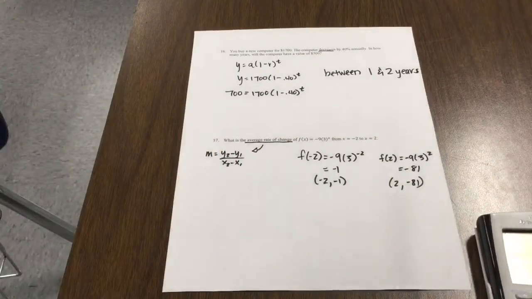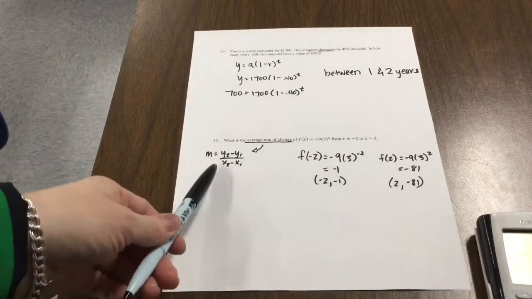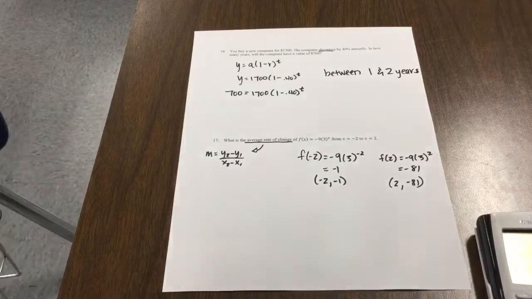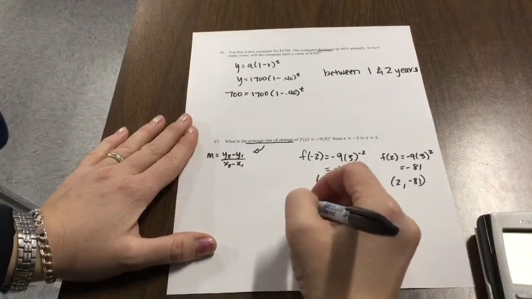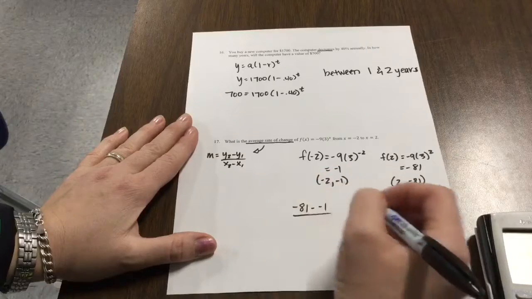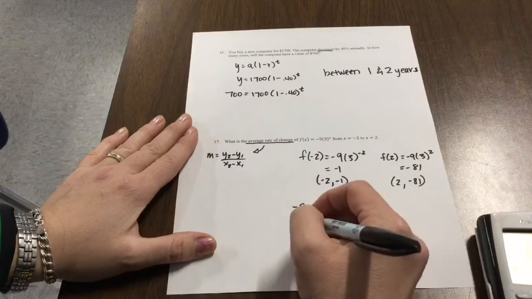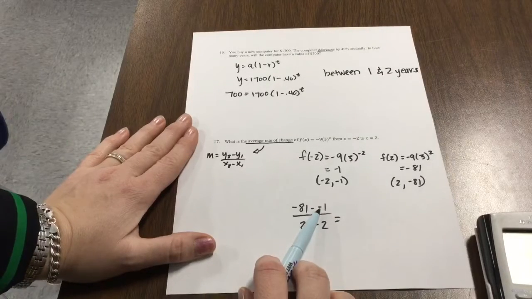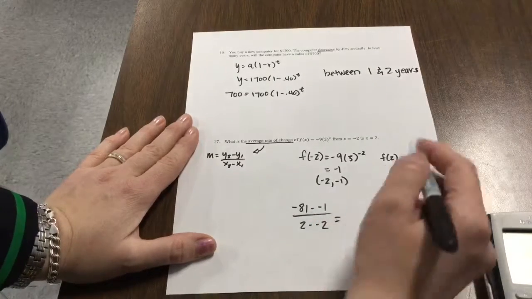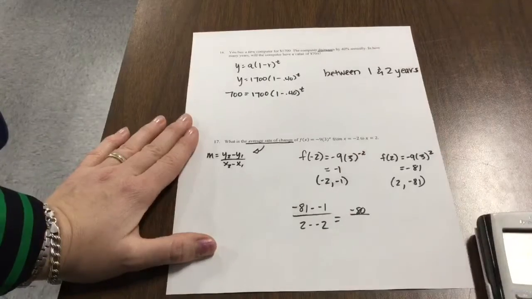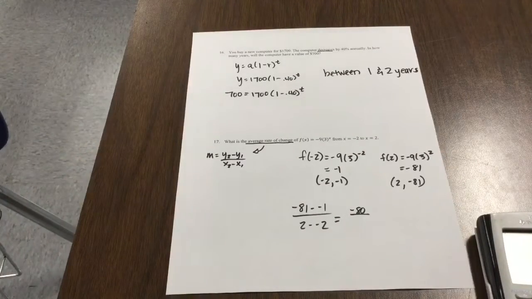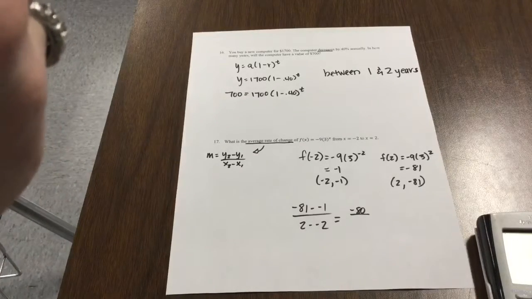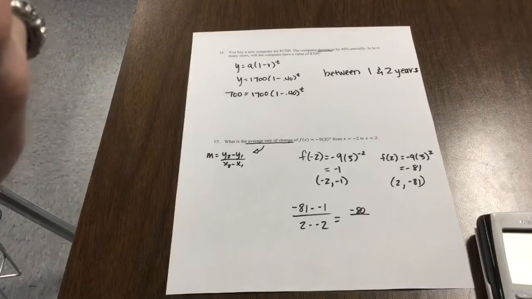Now I have something familiar to use to find my average rate of change. It's in a format that's familiar to me. So y2 minus y1 would be negative 81 minus negative 1. X2 minus x1, 2 minus negative 2. Minus the negative becomes plus, so negative 81 plus 1 is negative 80. And then 2 minus negative 2 becomes plus, so that would be 2 plus 2, which is 4.